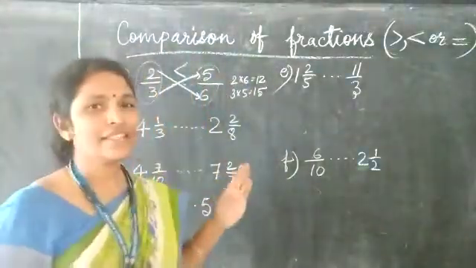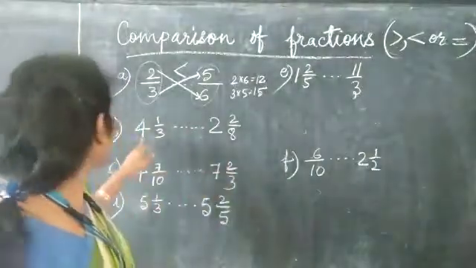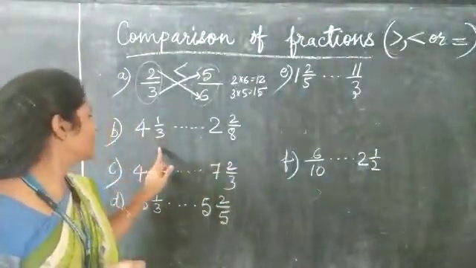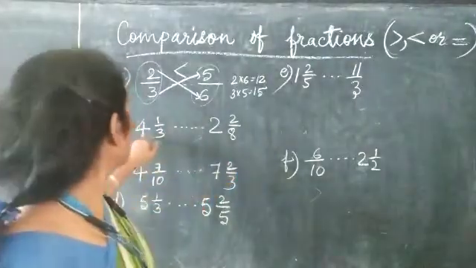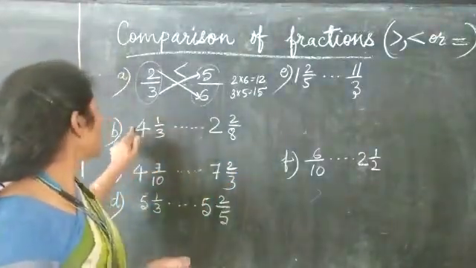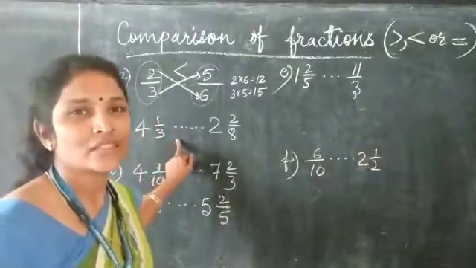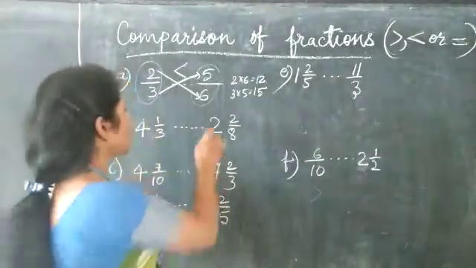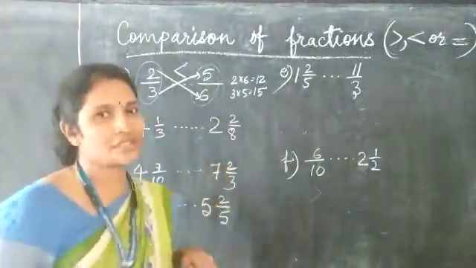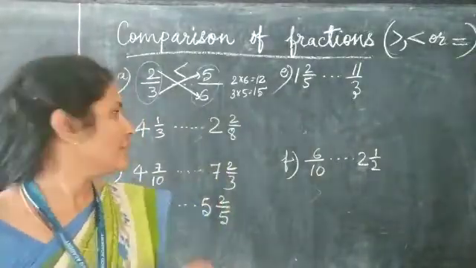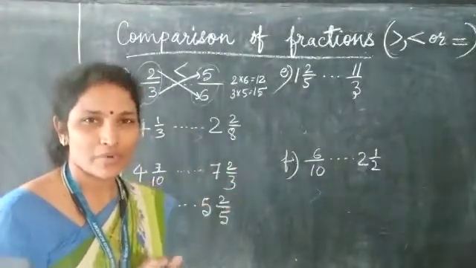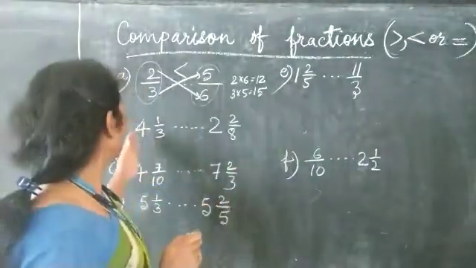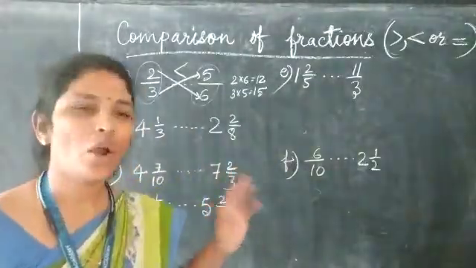Okay. Now we can see the next question. 4 1 by 3 and 2 by 8. Here you can see both are mixed fractions. In this case, we can do one thing. We can compare its whole numbers. Very easy it is. We can just compare its whole numbers.